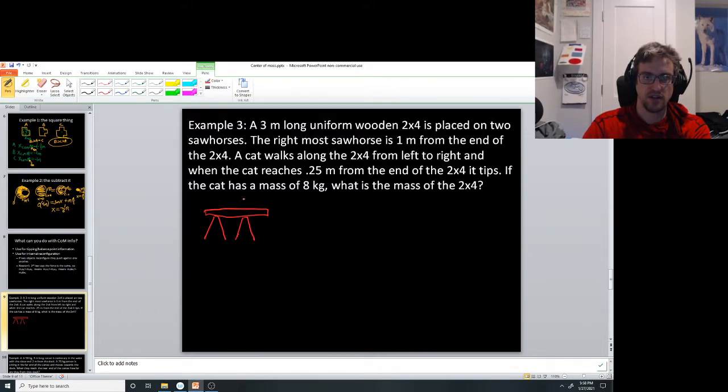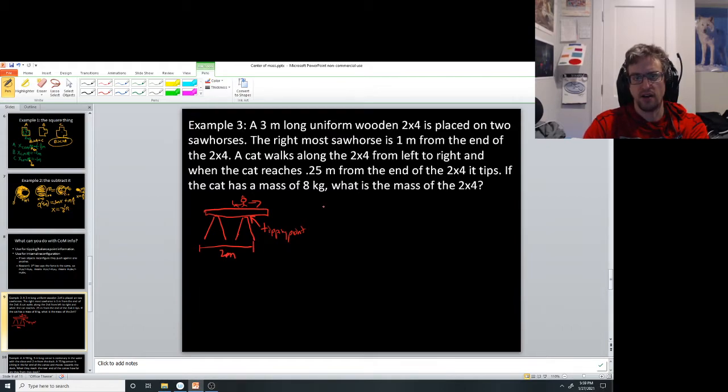The cat is walking this way, and at some point it tips. So we know what the tipping point is, right? The center of mass, the tipping point, is right here. We've been told that it is 2 meters from the left end, or 1 meter from the right end, technically. I decided I was going to measure everything from the left end. I don't know why I did that, but it doesn't matter as long as you're consistent.